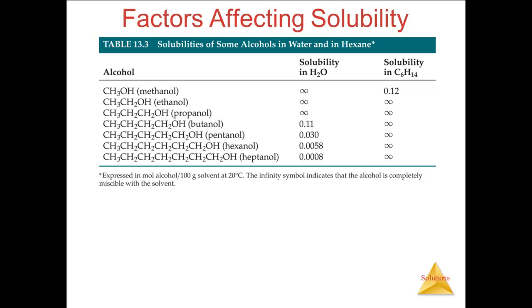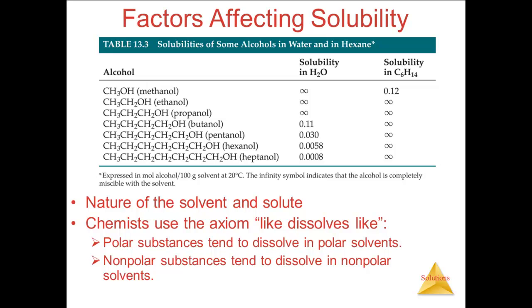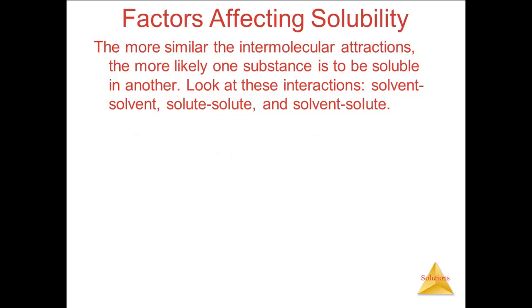The first factor that affects solubility is the nature of the solvent and solute. Chemists like to use the axiom like dissolves like. What this means is polar solutes dissolve in polar solvents and nonpolar solutes dissolve in nonpolar solvents. The focus is on the three interactions: solvent-solvent, solute-solute, and solvent-solute. The more similar these interactions are, the more likely one substance is to be soluble in another.